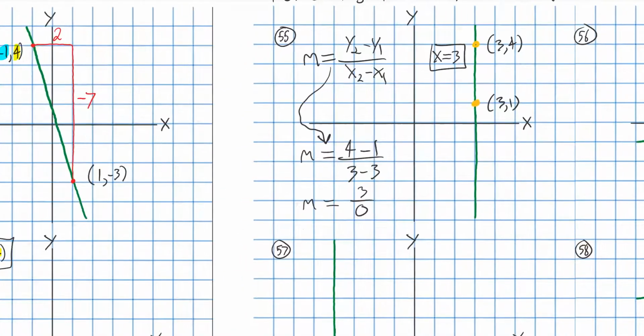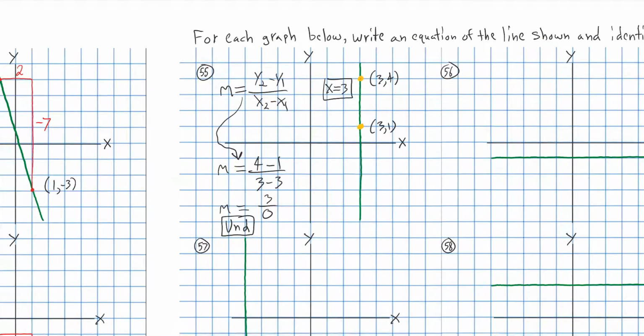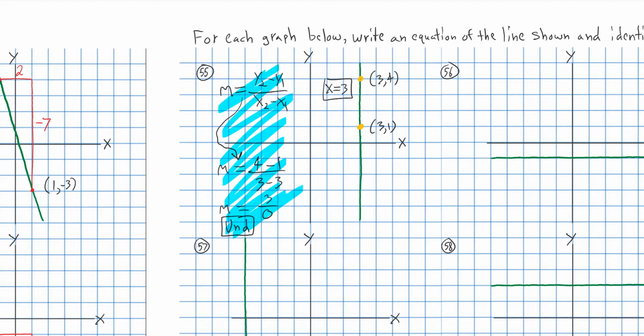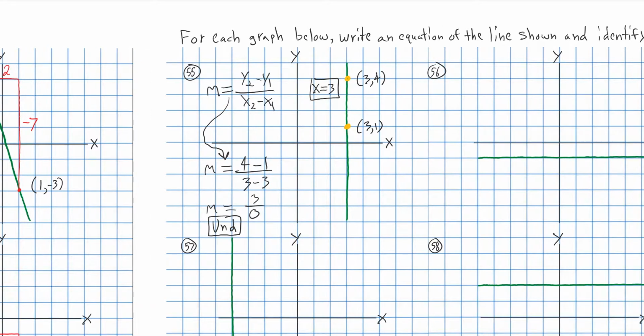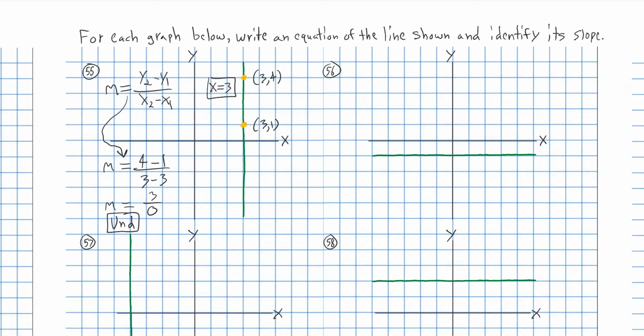So I'm just going to write UND, undefined. So that's the answer, undefined. You do not have to do these calculations. They're just showing that to you so you know why the slope is undefined. All you have to do is just see that it's a vertical line and memorize that the slope is undefined. So you have to memorize that the vertical line is written as x equals whatever the x values are. And you have to memorize that the slope is undefined.